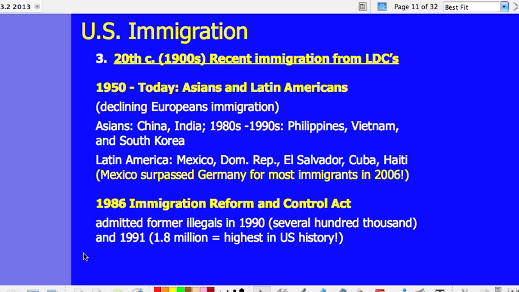In 1986, there was this Immigration Reform and Control Act, which allowed immigrants in the United States, whether they were illegal or not, to be admitted as legal immigrants. And so during 1990, which would be after this act was passed, several 100,000 became legal citizens in the United States. In 1991, 1.8 million became legal immigrants.